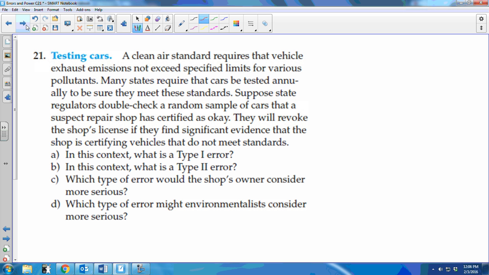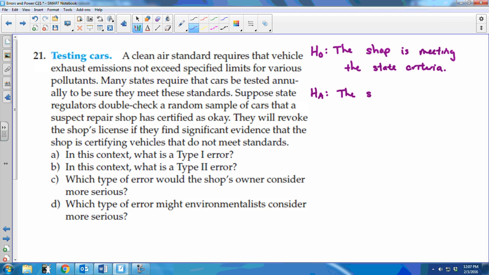Okay? So, in this scenario, your null hypothesis is always that nothing is happening. Right? Nothing has changed, nothing is happening. So in this case, the null hypothesis is the shop is meeting the state criteria. In other words, they're doing what they're supposed to do. Right? They are certifying cars they're supposed to, and then they are docking those cars and telling them what they need to fix if they are emitting too many pollutants. Okay, they're doing what they're supposed to. Everyone go with that. The alternative would be that the shop is not meeting the criteria.